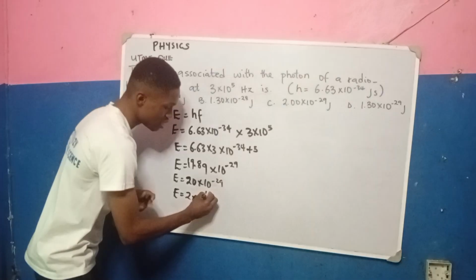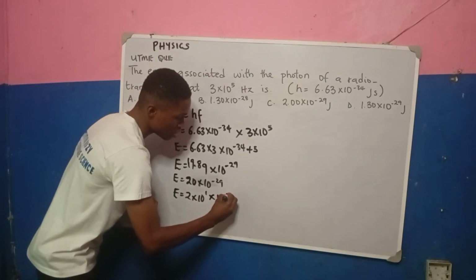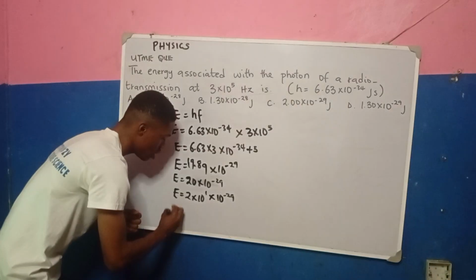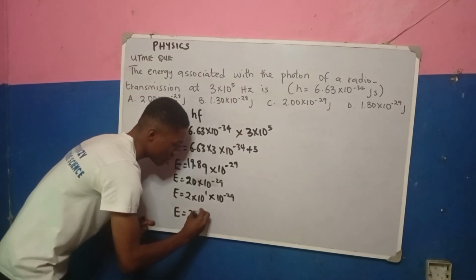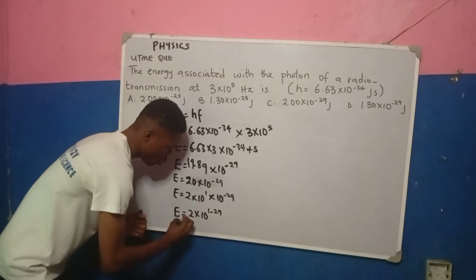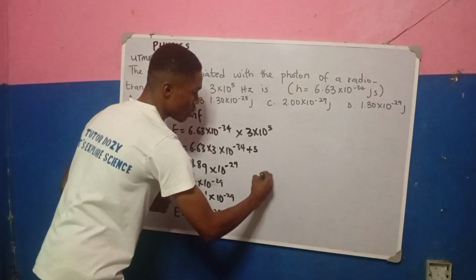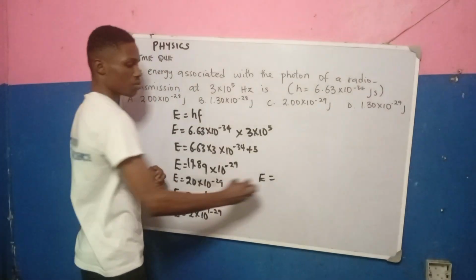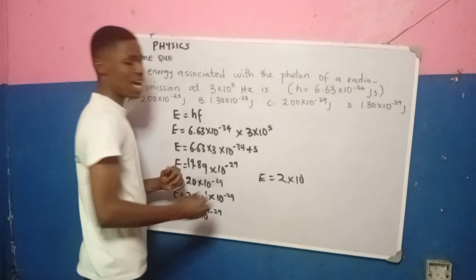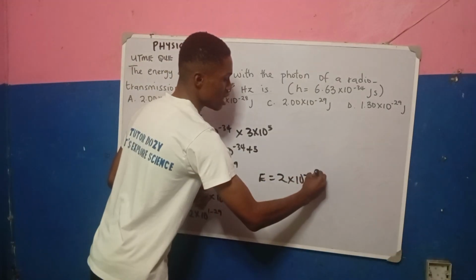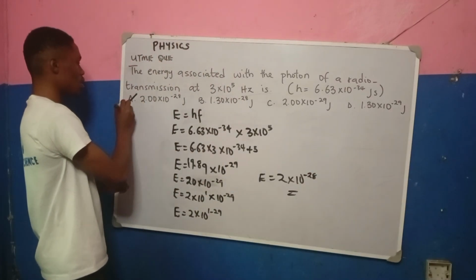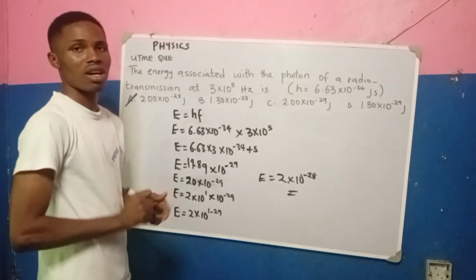Now, using indices, times 10 raised to the power minus 29. Using indices again, we are going to operate on it. So we have E equals 2 times 10 raised to the power what? 1 minus 29. So we have that what? Our E equals 2 times 10 raised to the power 1 minus 29, which is minus 28. And this corresponds to what? Option A. This is the correct answer.